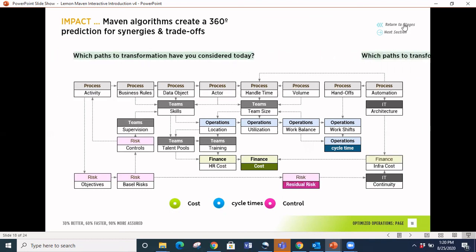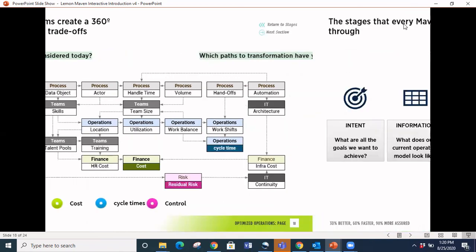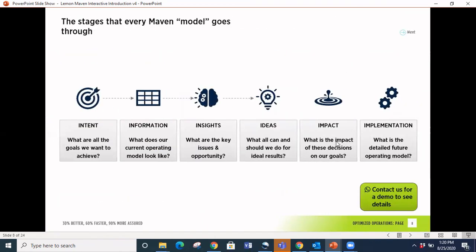Once the impact analysis is done and the ideas are shortlisted, the next and the final stage is the implementation stage, where Maven gives a detailed future operating model with detailed reports with changes listed out across people, process, and technologies, which can then be used by operations team to actually implement the solution design.